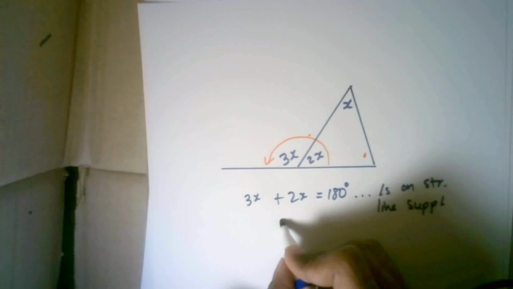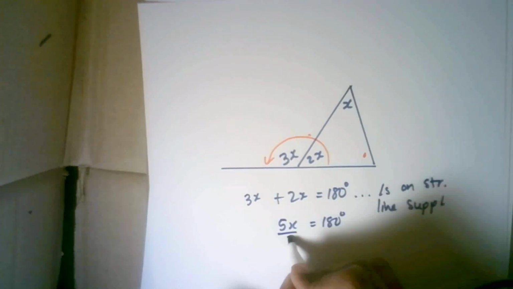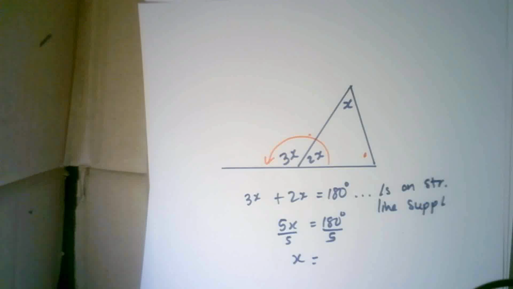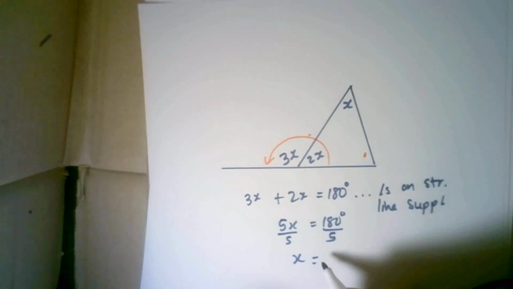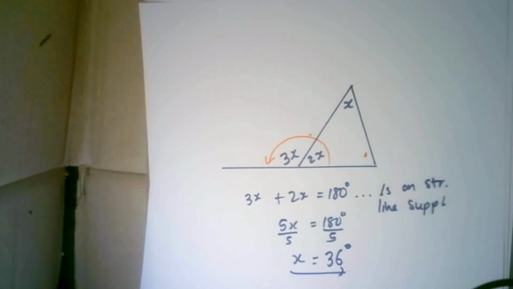Now let's solve for x. So I have 5x is equal to 180 degrees. I divide the left hand side by 5, the right hand side by 5. X is equal to 36 degrees, right? And it's as simple as that.